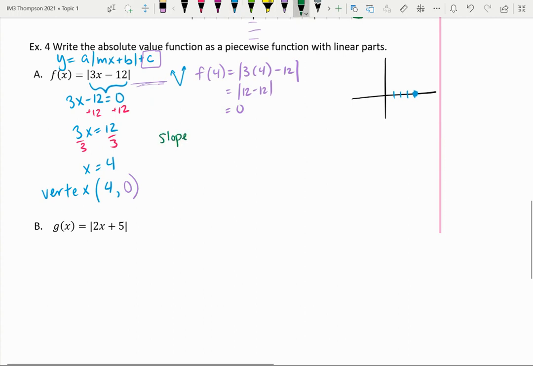So back when we were reviewing graphing absolute value, we talked about how the slope is equal to a times m. And in this instance, the a, which is the number in front of the absolute value, is just 1, and m is 3, so I have a slope of 3. That means this graph is going to be narrower.